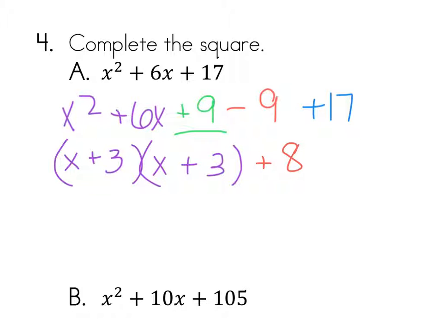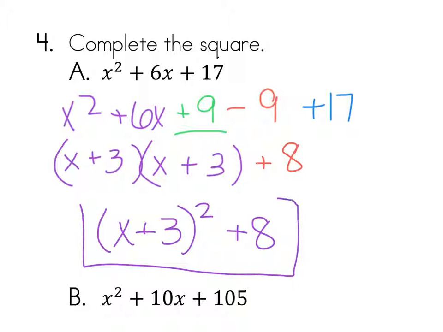Now, there's another way that I can write the x plus 3 times x plus 3. We can write that as x plus 3 squared, and then also bring down the plus 8. This is how we complete the square.